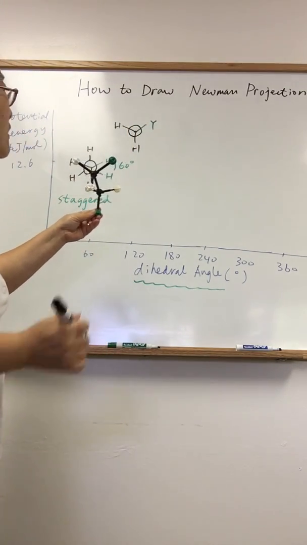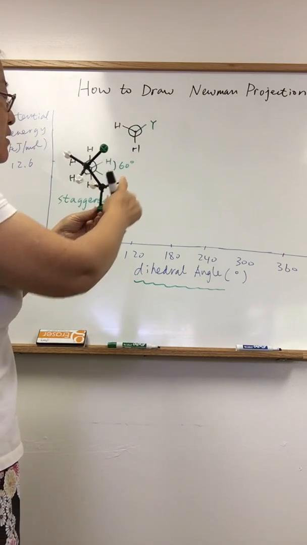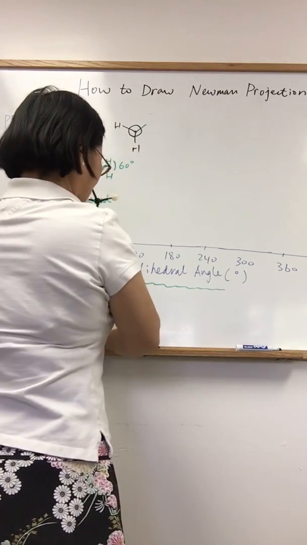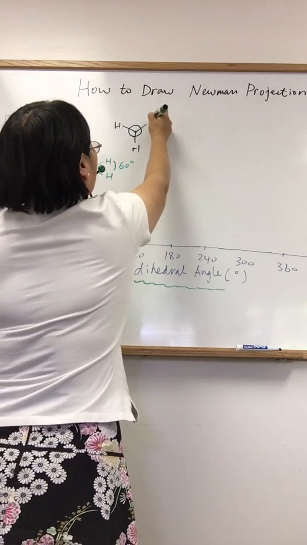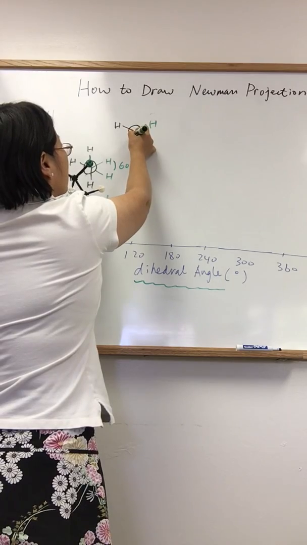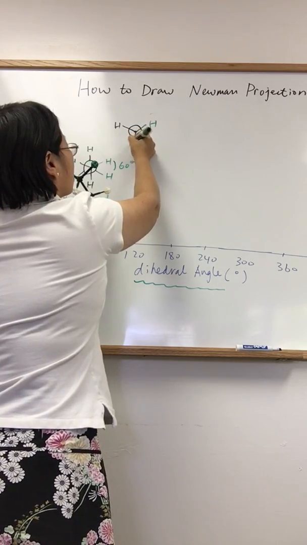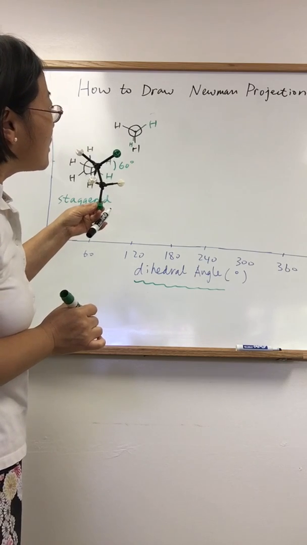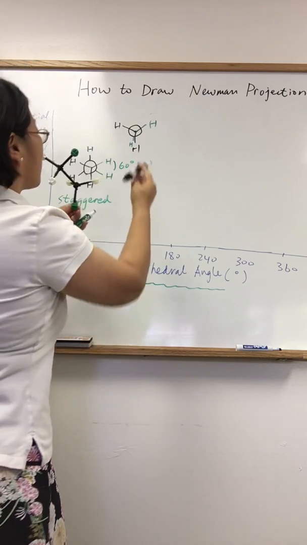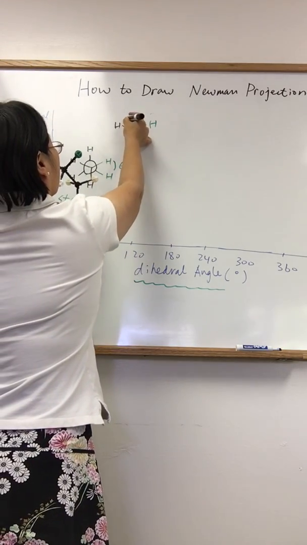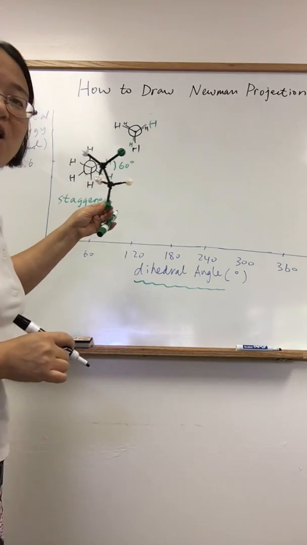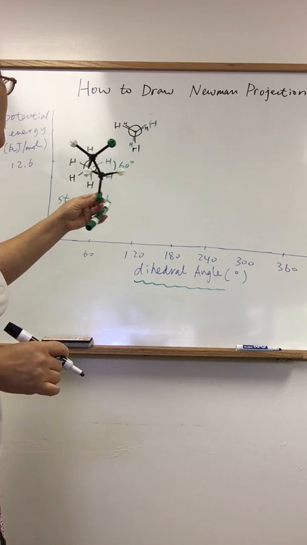Because they are opposed to each other, it's really difficult to draw out the rest of the hydrogens. What we do is, whoops, this should be an H, not a Y. I've been talking too much Y's, obviously. So in order to do that, usually you just draw a little line right next to the bond for the front carbon to make them as close to each other as possible. Usually that's how we describe an eclipsed conformation.